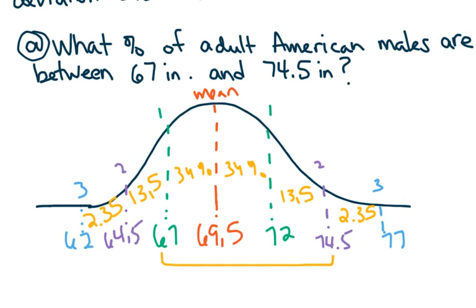And that was about 99.7% total. The other 0.3% were out at the edges, and we said it was 0.15 and 0.15.